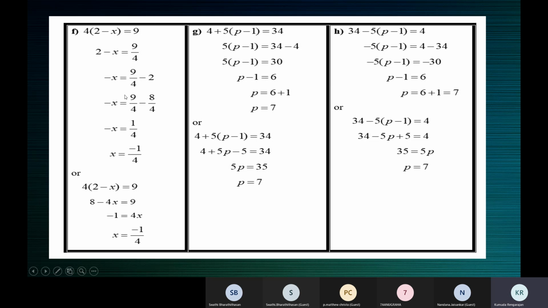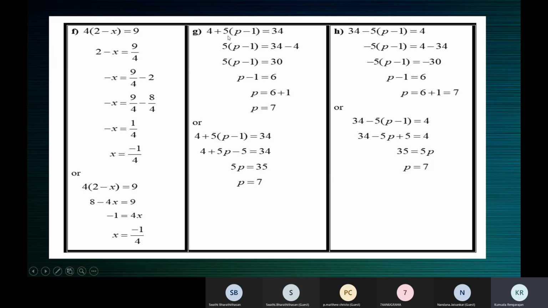Okay, Nandana. So children, I'll include a few more steps. We'll just see this method, the first method. Yes, ma'am. Ma'am, shall I explain? Okay, just answer my questions. We'll do it that way.